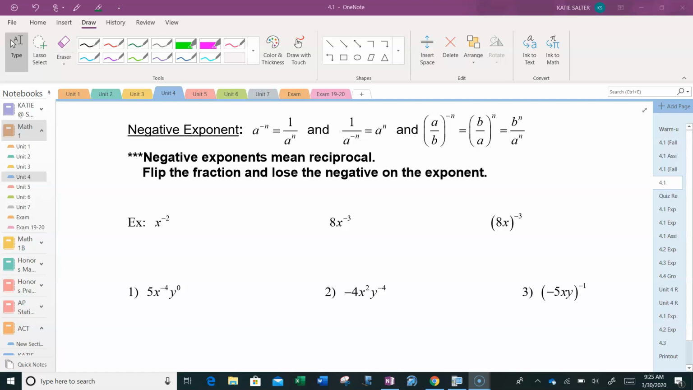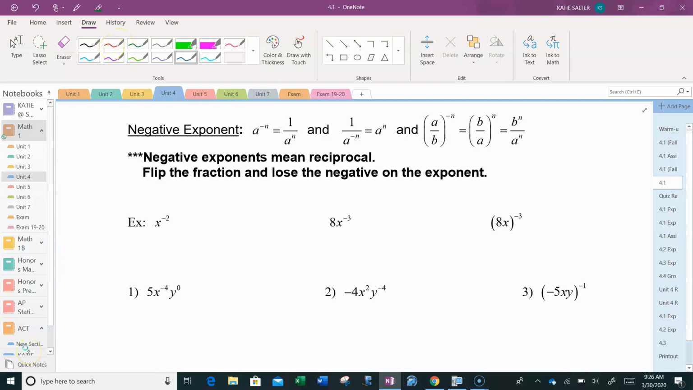Now, what if you have an entire fraction raised to a negative exponent? My advice is go ahead and do the reciprocal of it first. Then change that negative exponent to the positive exponent. When you do the reciprocal, it changes that negative to a positive. And then distribute that exponent to your bases.